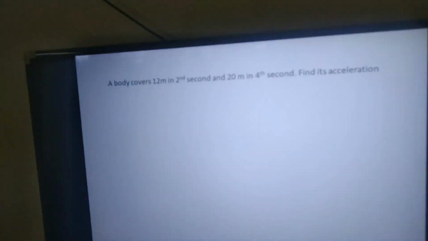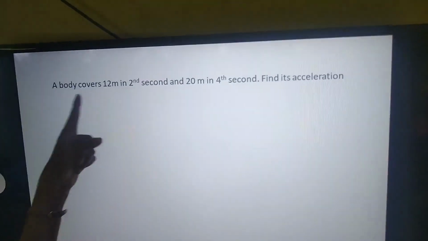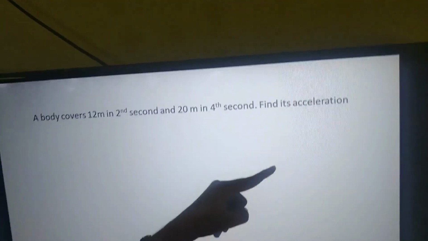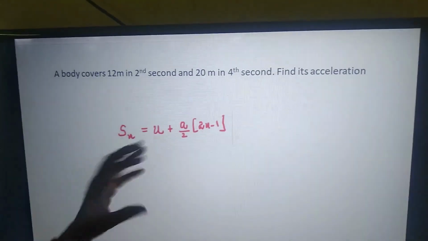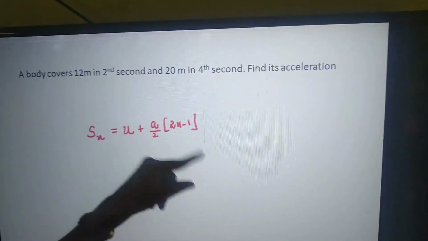Then here comes the last question. This is a special type, done with the help of the fourth equation of motion. A body covers 12 meter in the second second and 20 meter in the fourth second. Find the acceleration. What is the equation for distance travelled by an object in the nth second? Sn equal to u plus a by 2 into (2n minus 1).